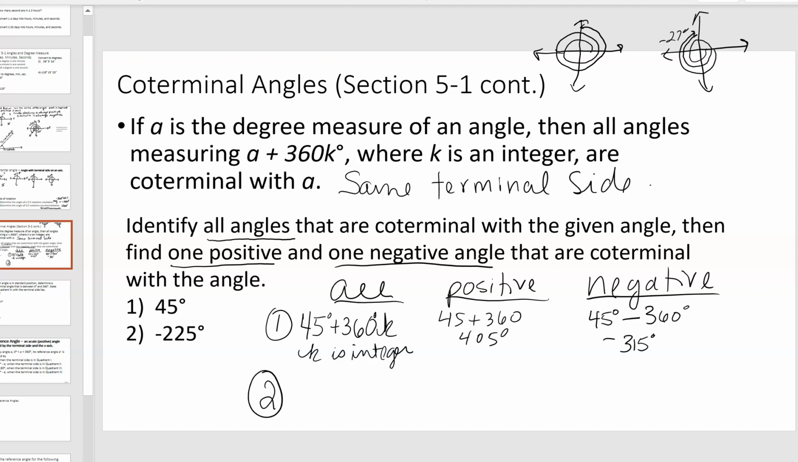I'm going to keep going now. For all, it's just going to be negative 225 degrees plus 360k. And we're just going to say k is an integer. For a positive one, I can add 360 and it's going to get to a positive number, so perfect. I'm not going to try to do that in my head. My brain's not with it.